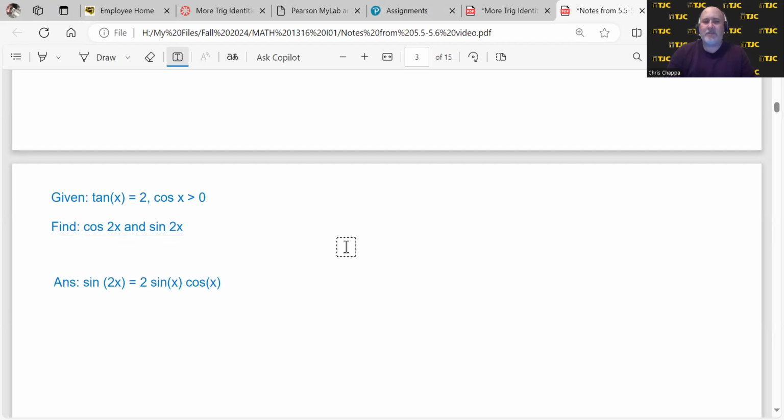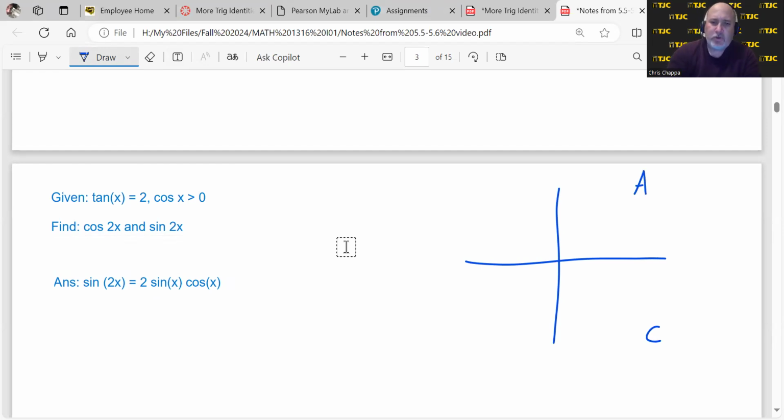What do we know about x? We know its tangent is 2, and we know its cosine is greater than 0. That's actually very helpful because we could use identities to transform tangent into some other trig function, or we could just draw a good picture. First, we've got to figure out the quadrant. You know which quadrant we're going to be in when tangent is 2 and cosine is greater than 0.